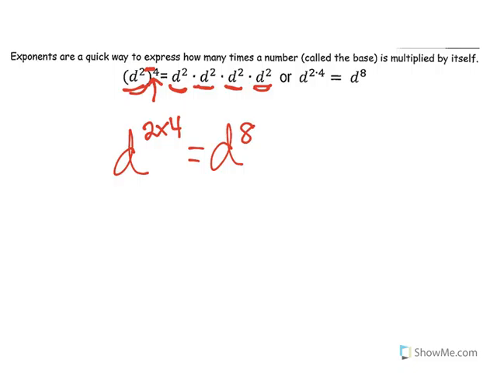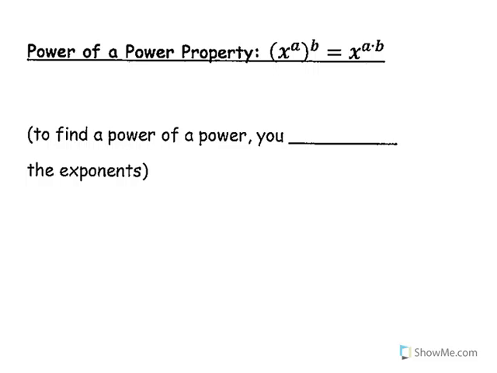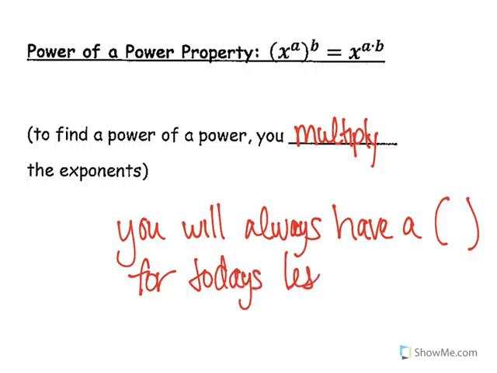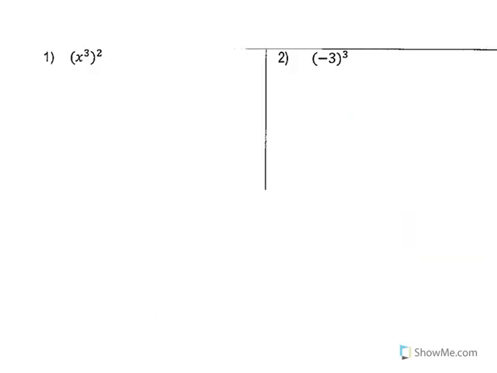So a power to a power means that we multiply. And here it is. To find the power of a power, you multiply the exponents. You will always have a parentheses for today's lesson. Alright? Parentheses with exponents means that you multiply the exponents. Let's try the first one.